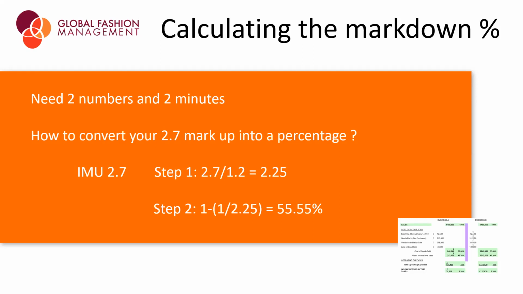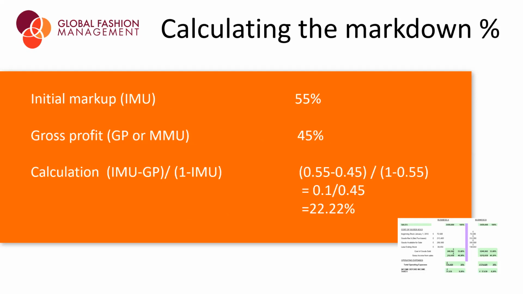So that's the markup that you have on your goods between the cost of your goods and the retail value of your goods. Now, the second number that we need is the gross profit. This one, you will find it in your P&L, profit and loss account, which I'm sure you have in front of you or that your accountant can deliver very easily. We also call it maintained markup.